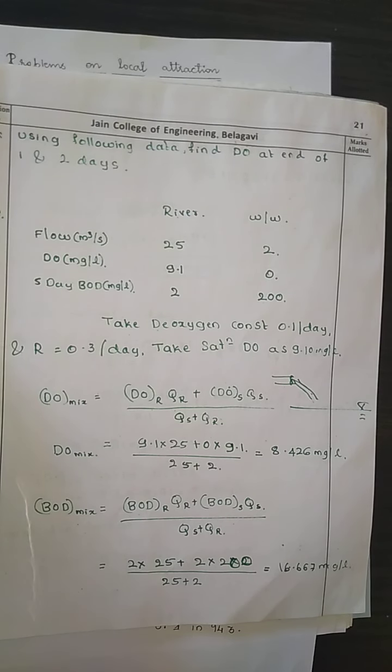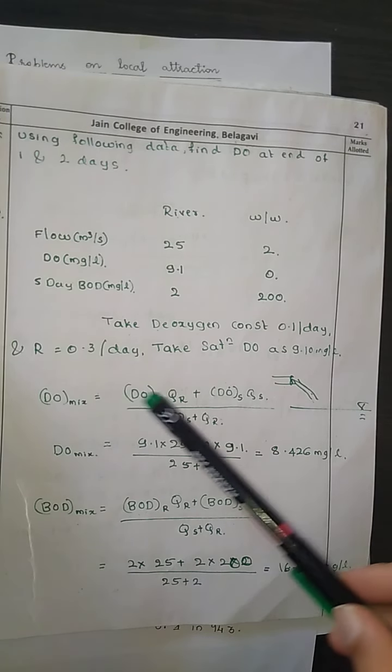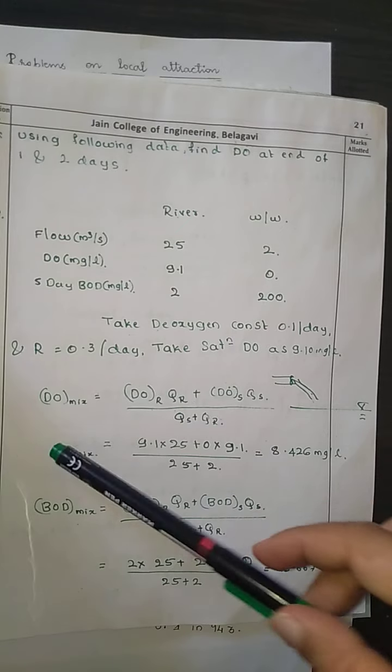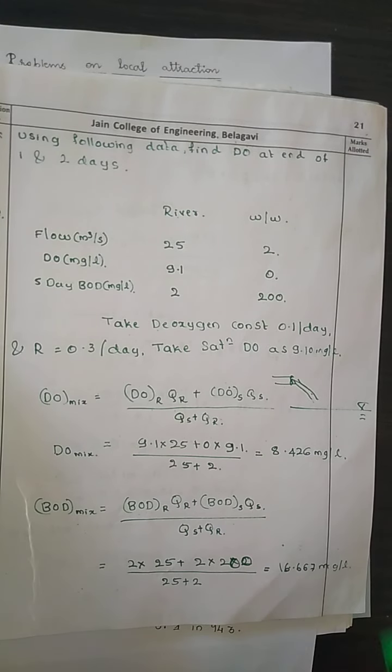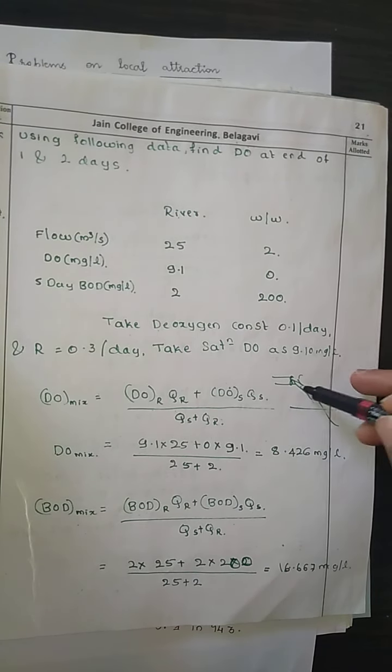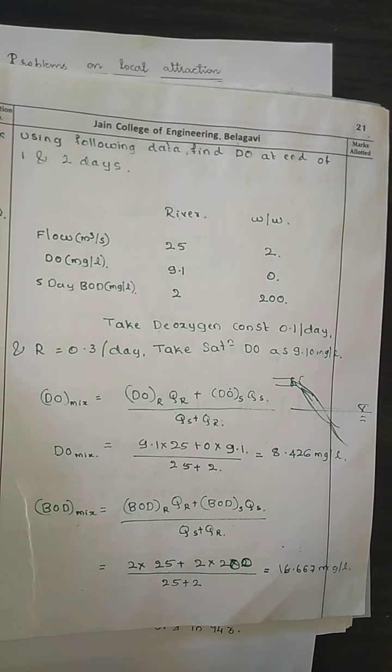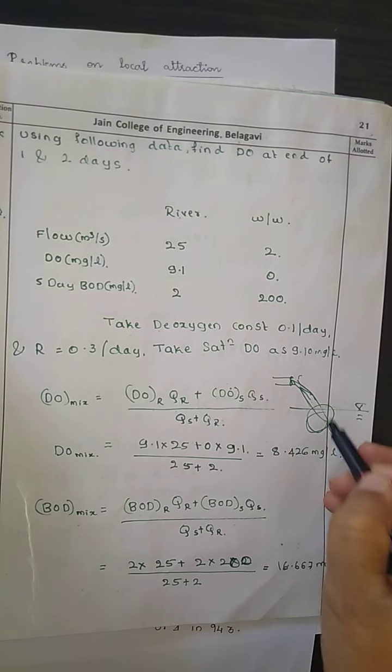That is the first thing that you need to do when the problem has been given to you. So, we are going to write down all those things. What we want is the DO of the mix. When the wastewater is going to mix with the river and flow, we need to find out the DO of the mix.